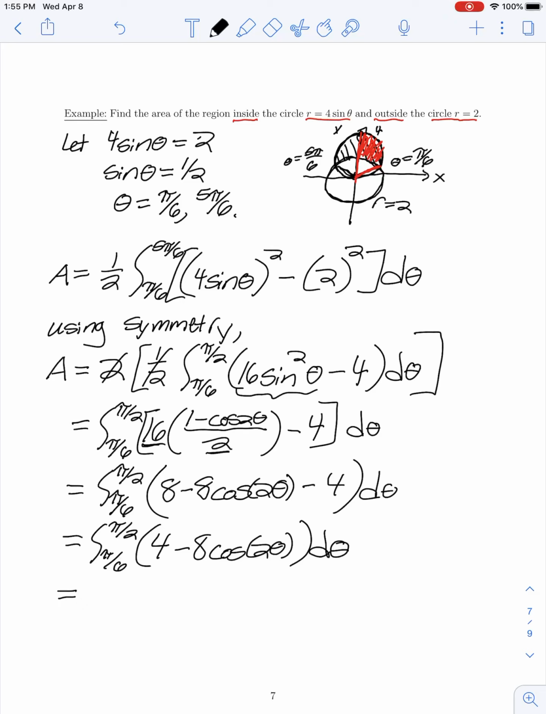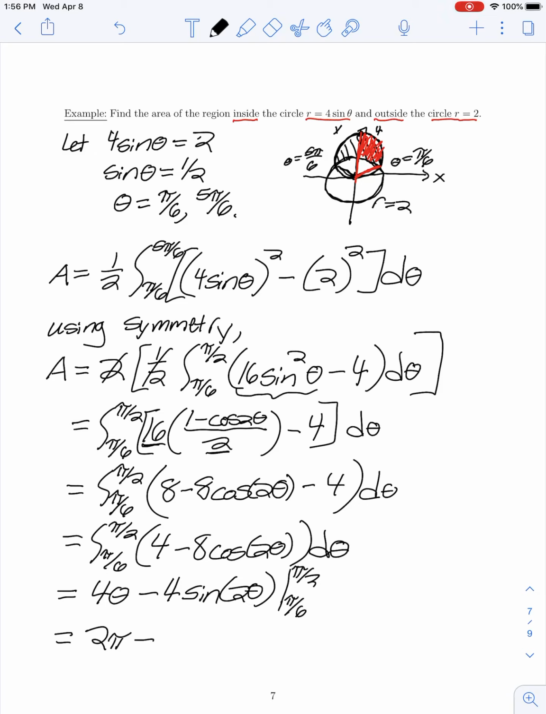So finally, we can find our antiderivative as 4 theta minus the antiderivative of 8 cosine 2 theta, which gives us 4 sine of 2 theta. And we're then evaluating from pi over 6 to pi over 2. So substituting pi over 2 in for theta, we have 2 pi minus 4 times sine of pi, which is 0. And then we're subtracting what we get when we plug in pi over 6.